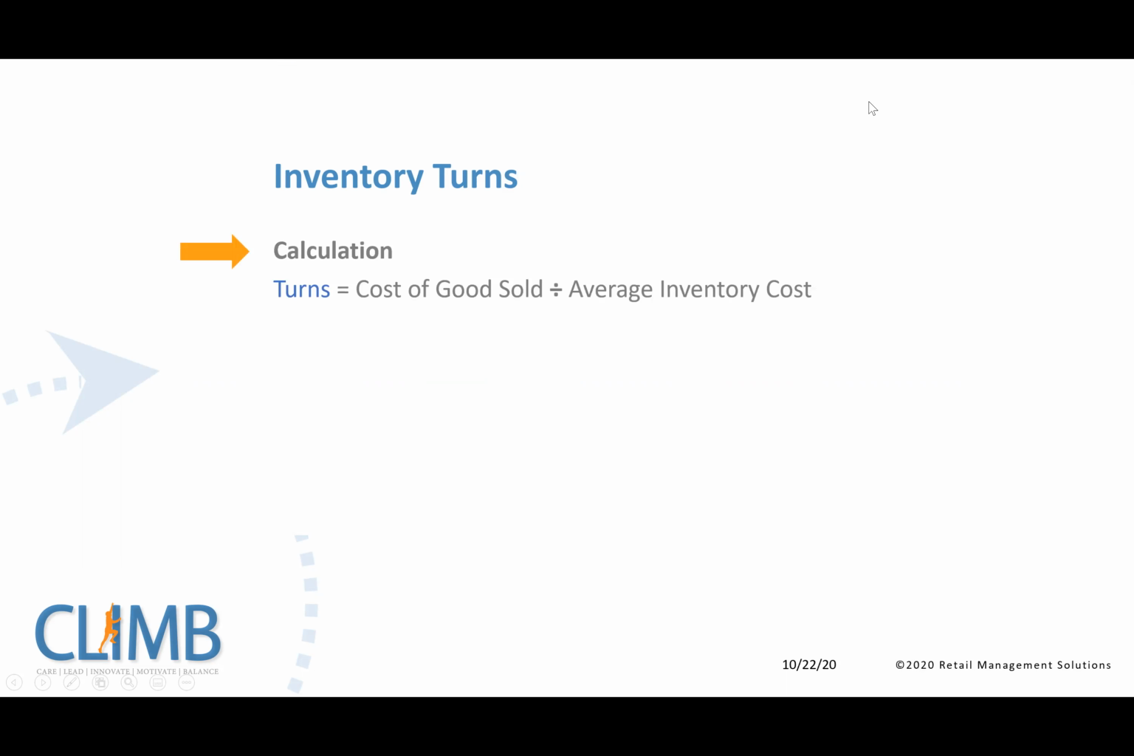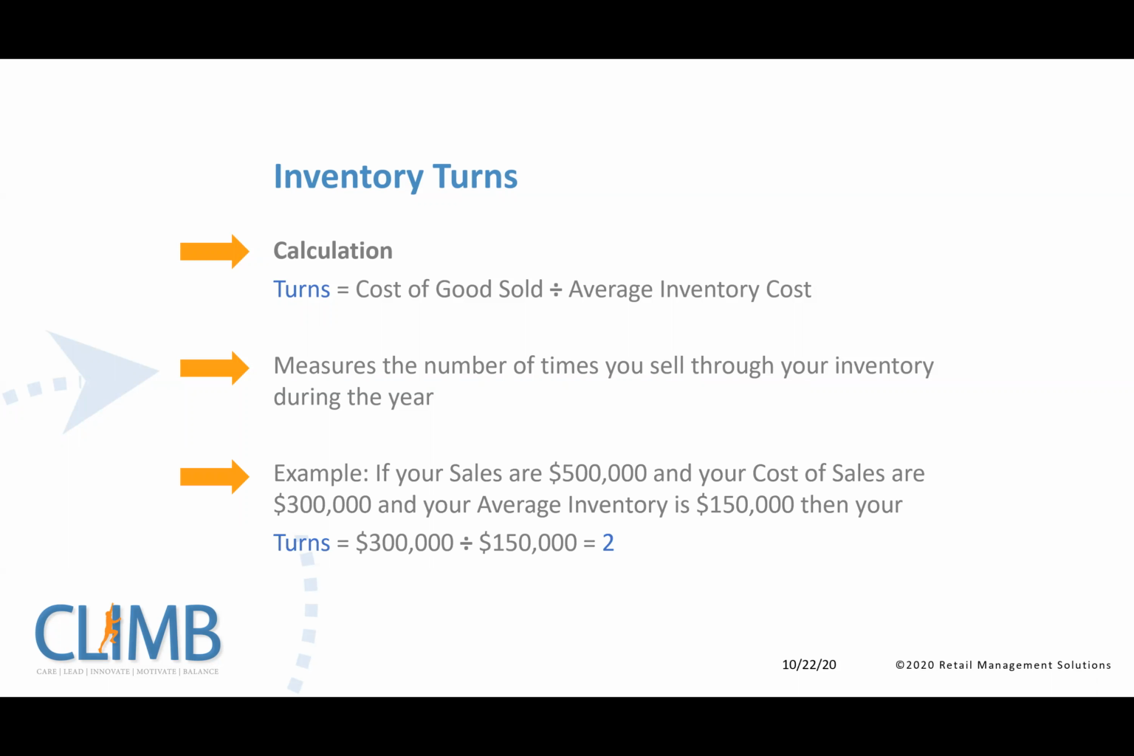So inventory turns is a calculation you'll see on the report. It equals the cost of goods sold divided by the average inventory cost. And really that measures the number of times you sell through your inventory during the year. As an example, if you had sales of front-end inventory of $500,000 and the cost of those sales are $300,000 and your average inventory over the course of the year is $150,000, then your turns are the cost of goods, 300,000, divided by the average inventory of 150,000, which would give you 2 turns.